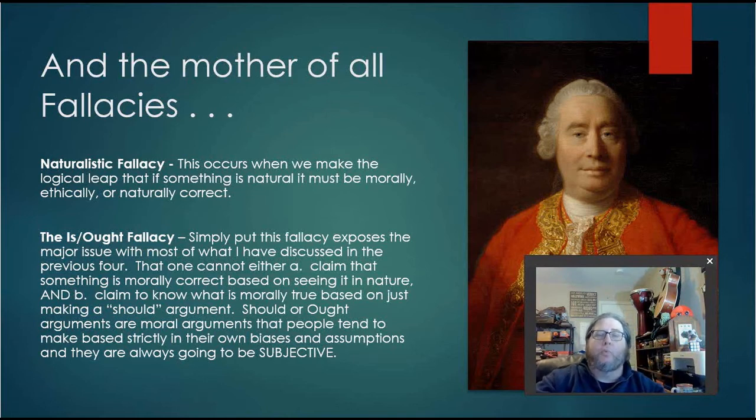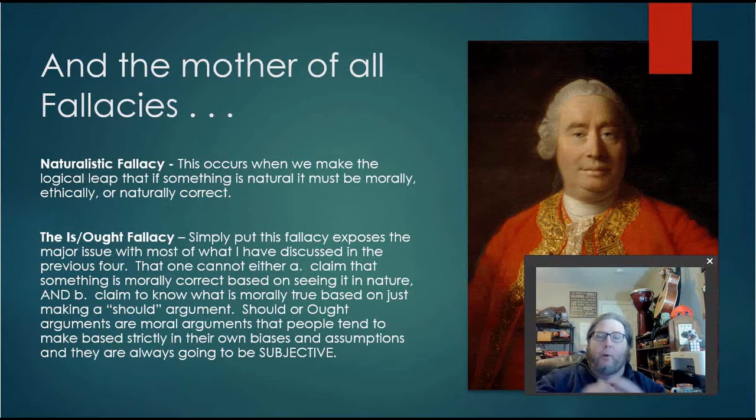Naturalistic fallacy. This occurs when we make the logical leap that if something is natural, it must be morally, ethically, or naturally correct. The most common example we see is when people make the argument that things that come from nature, things that are more organic, must be better for you. Well, I'll tell you right now, plutonium-239 is 100% organic, and I'll also tell you that it's 100% not good for you. Another common example is to say that those actions and states that we see in nature must be more correct than things and actions that seem to go against nature. Again, this is another logical fallacy.